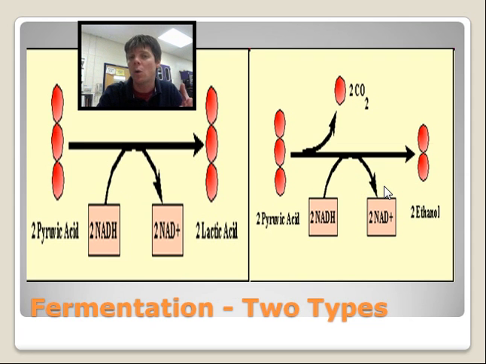Some cells, not yours, can actually carry out alcoholic fermentation. So this will take the pyruvic acid, remove a carbon along with oxygen, a CO2 molecule, to produce a 2-carbon molecule called ethanol. Yeast are very good at this fermentation process, and this is what's responsible for producing beer or wine.